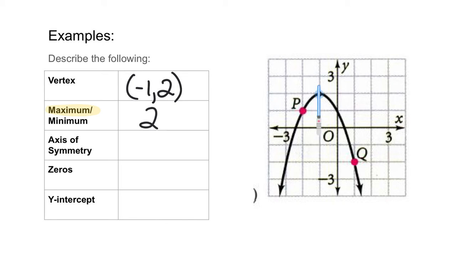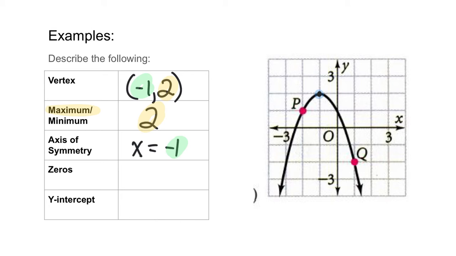And then we've got an axis of symmetry that'll go vertically right through here. So that axis of symmetry is going to be x equals -1. So notice that your maximum or minimum comes from the y value of your vertex, and your axis of symmetry comes from the x value of your vertex. That's going to happen every time.